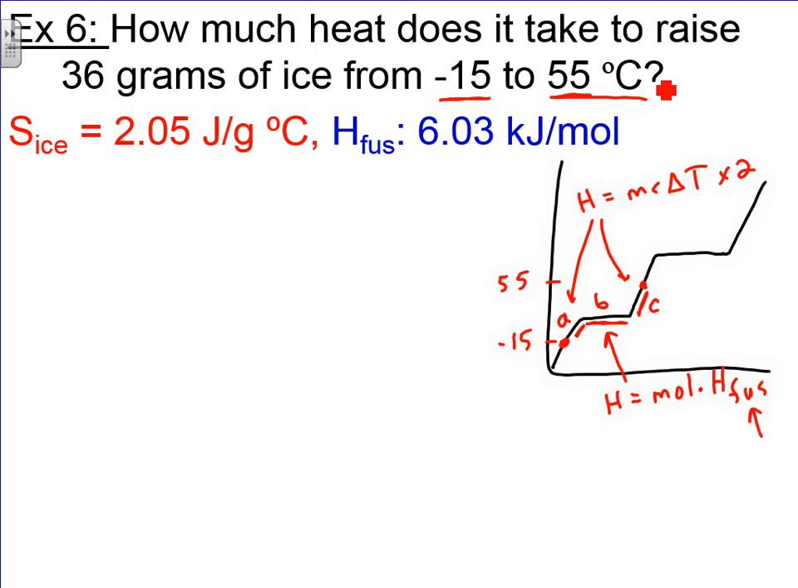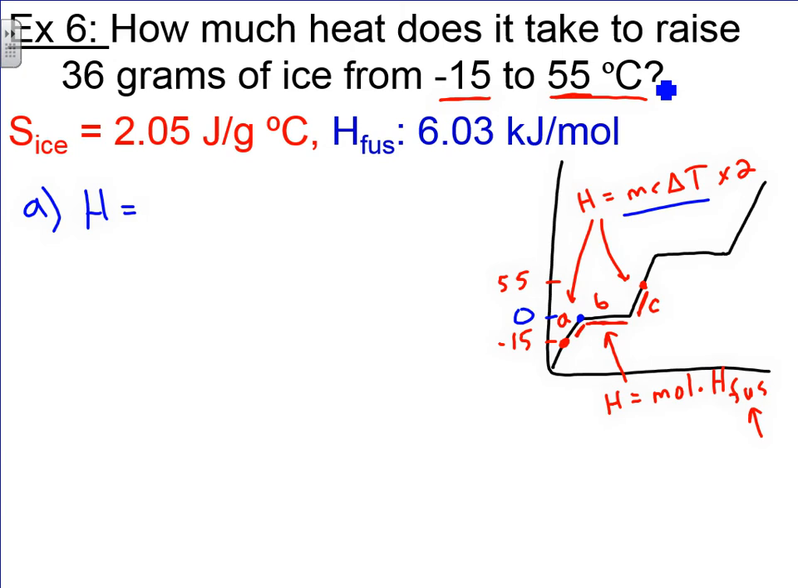So for part A, we have ourselves from negative 15 up to 0. Now remember, this is 0 Celsius. So it looks like we're heating ice up from negative 15 up to 0 Celsius. We're going to use the MCAT equation for that. So heat is going to be MCAT.